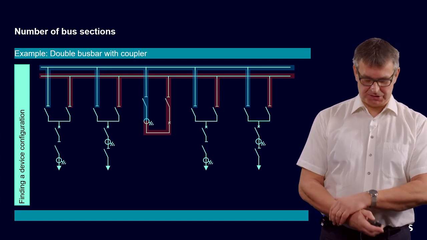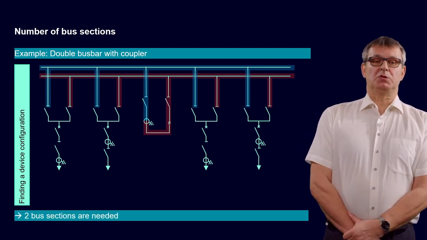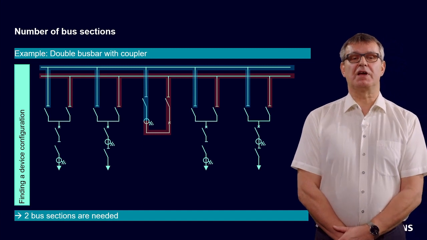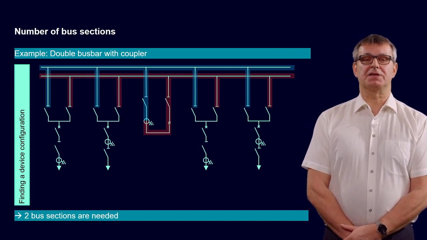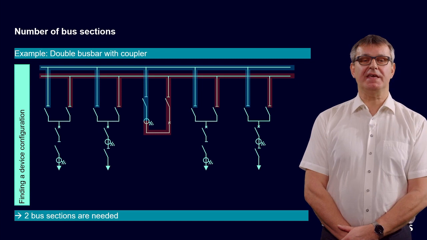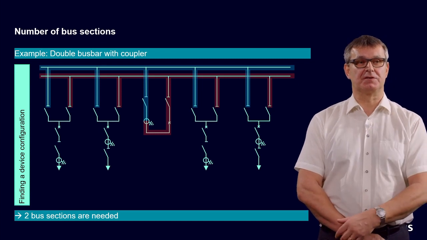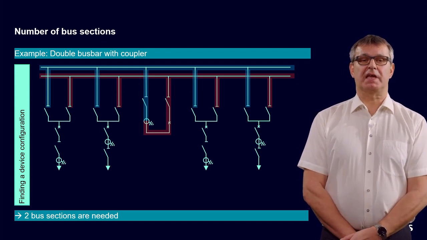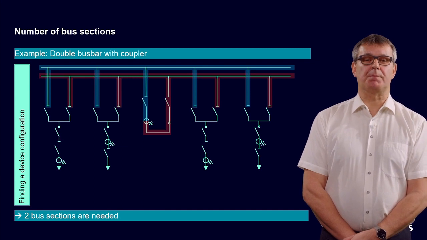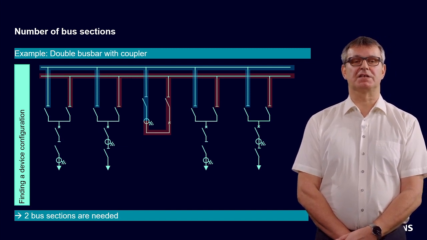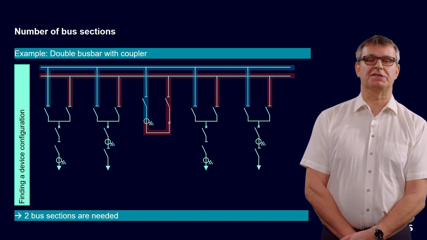How many bus sections do we need? 2 bus sections. You can see here we have the double bus bar. Here's bus bar 1, bus bar A, colored in blue. And the bus bar B or bus bar 2 is colored in red, I guess it is.